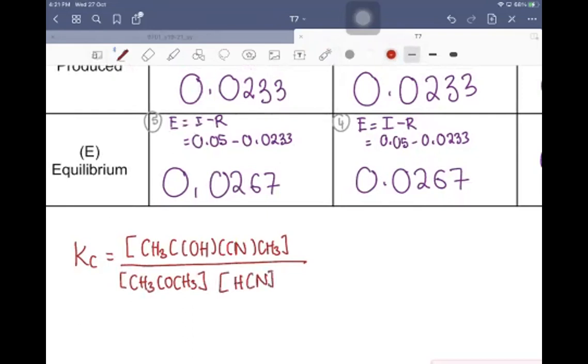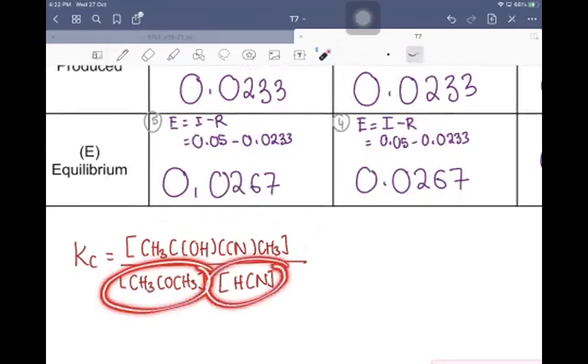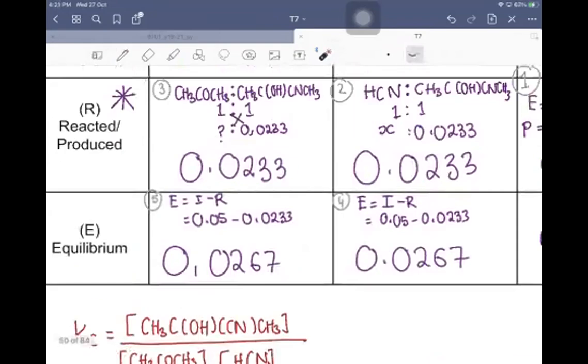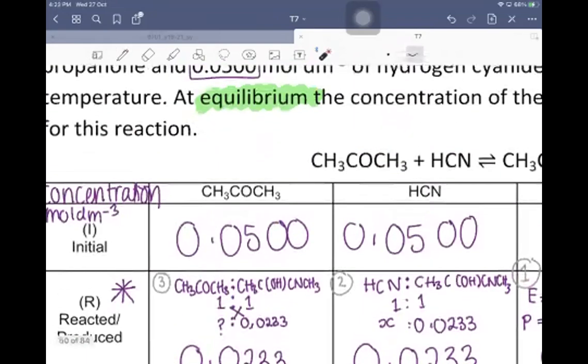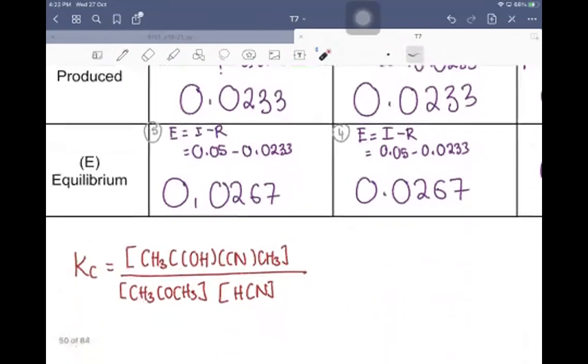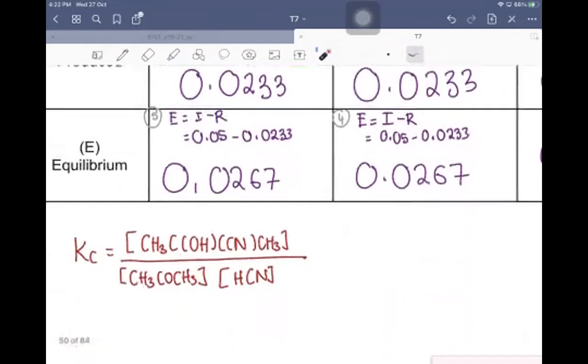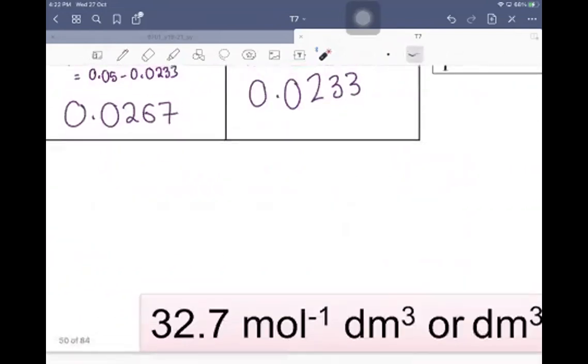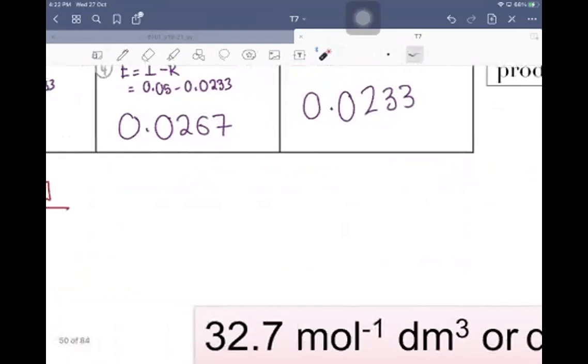products. Okay, so the concentration of product is raised to the power of 1 because the mole ratio is 1, over the concentration of reactants multiplied together, and each of them has a power of 1 because of the mole ratio being 1-to-1. Put in the numbers, okay, and you should get 32.7.